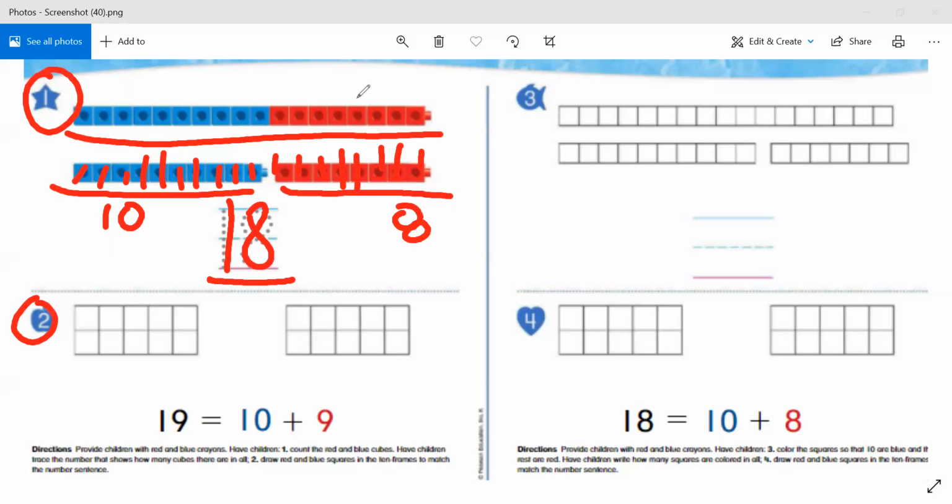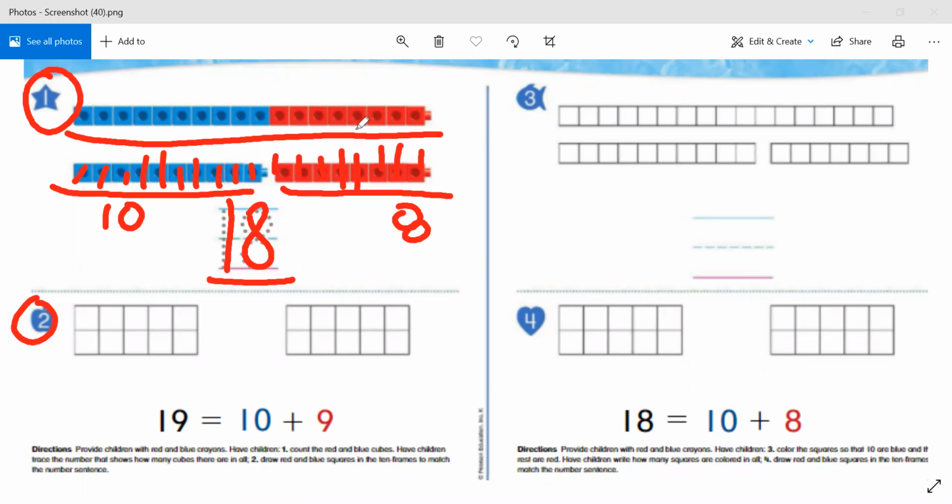All right, let's look at number 2. Draw red and blue squares in the 10 frames to match the number sentence. So now you're going to get your crayons. So let's get blue. And we are going to fill in our 10 frames. So we have 19 equals 10 plus 9. 10 is in blue and the 9 is in red.